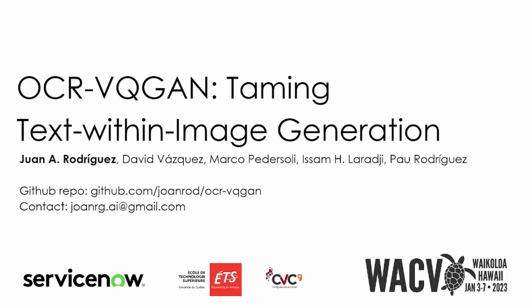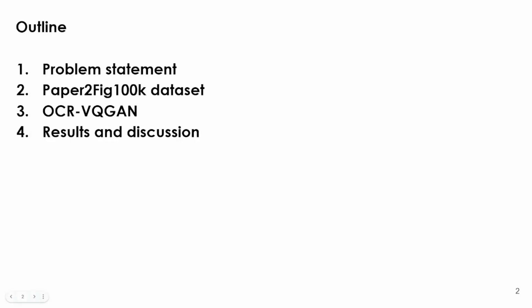Today I'm going to present our paper for WACV 2023, OCR-VQGAN: Taming Text Within Image Generation. For the outline, I will start by explaining the problem statement, then follow with the Paper2Fig100K dataset, then I will go to our method OCR-VQGAN, and finally I will display results and propose a discussion.